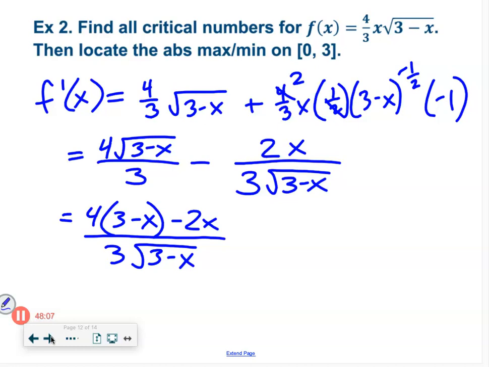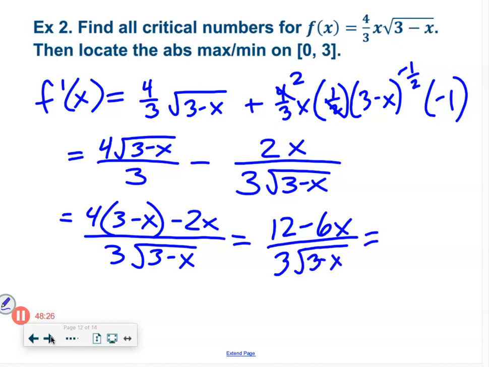Getting comfortable with LCDs is really important. It's the only way to find your critical numbers. It's to get it all in one. That's one nice big rational function. So I clean this up. I get 12 minus 6x over 3 root 3 minus x. And I'm going to divide out a 3. So you get 4 minus 2x over root 3 minus x.